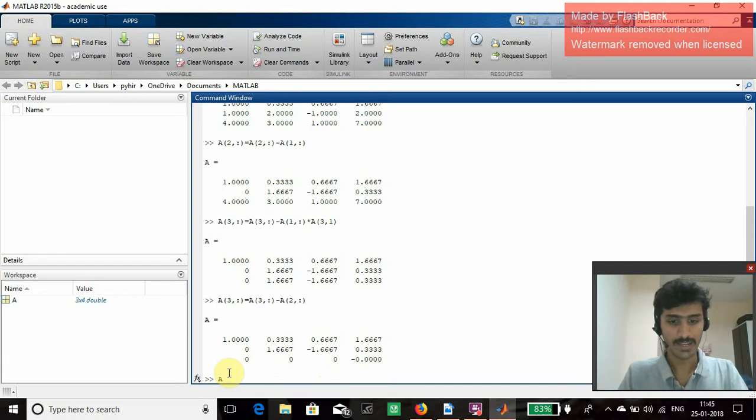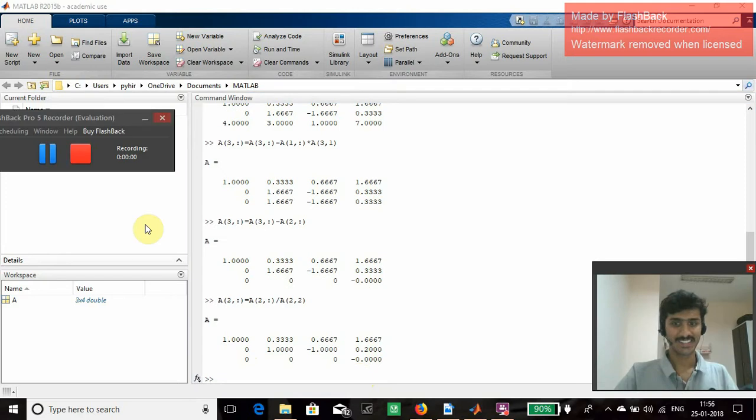Now our next aim is to convert this to 1. It's simple. Replace row 2 by dividing it by the second element of the second row. So here we got a matrix. This is the row reduced echelon form of matrix A.